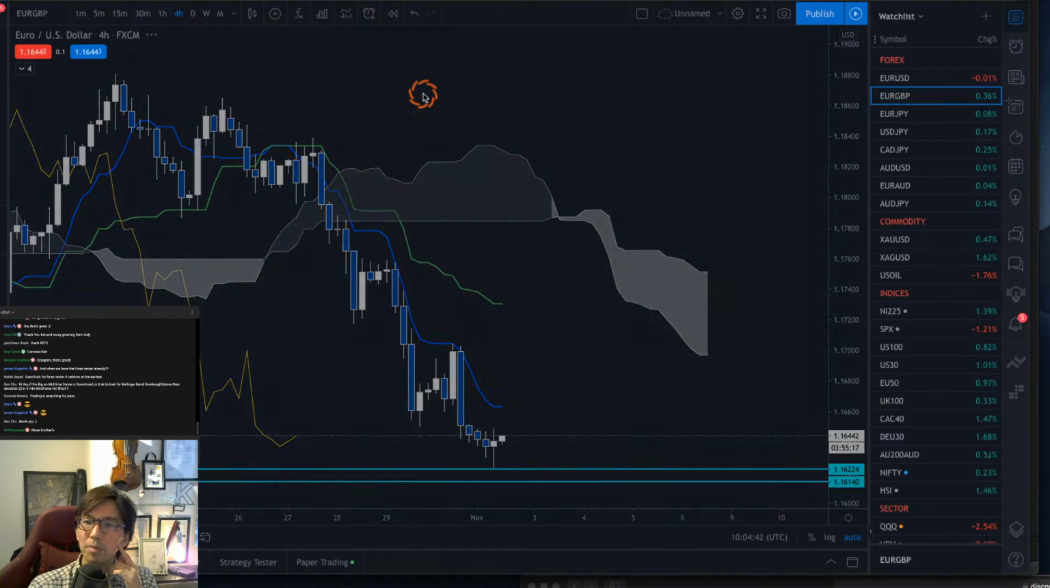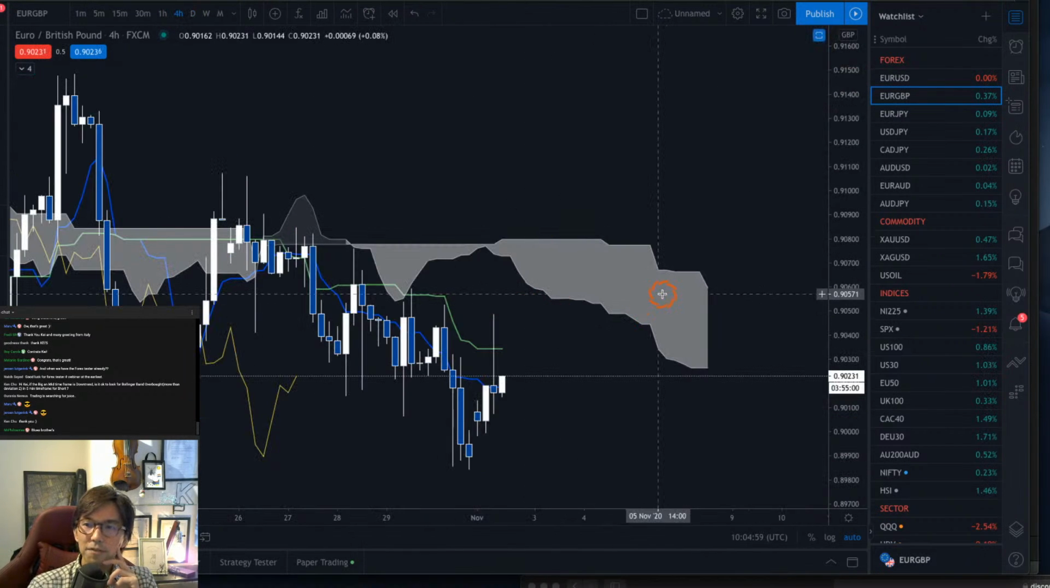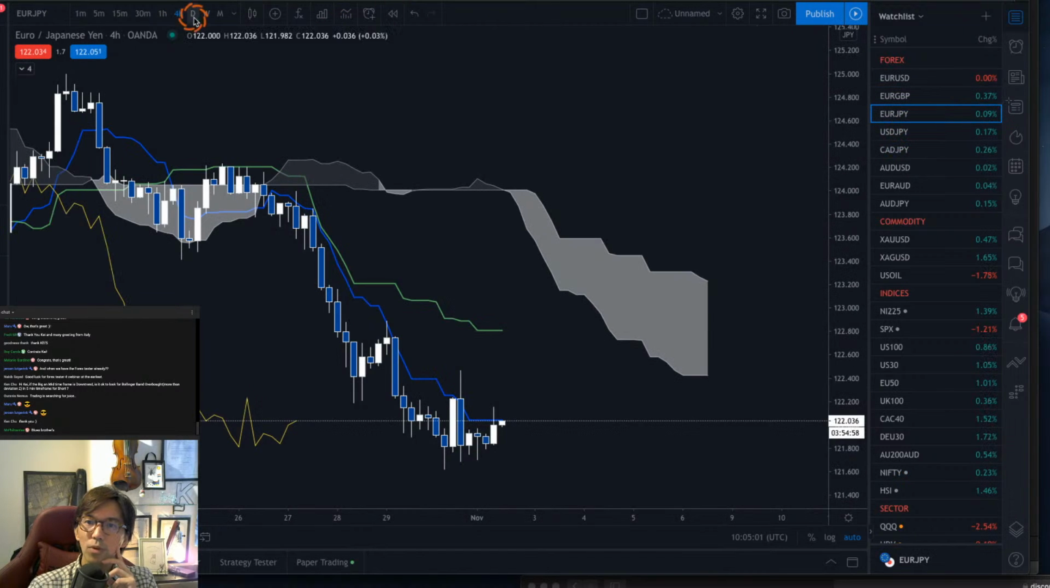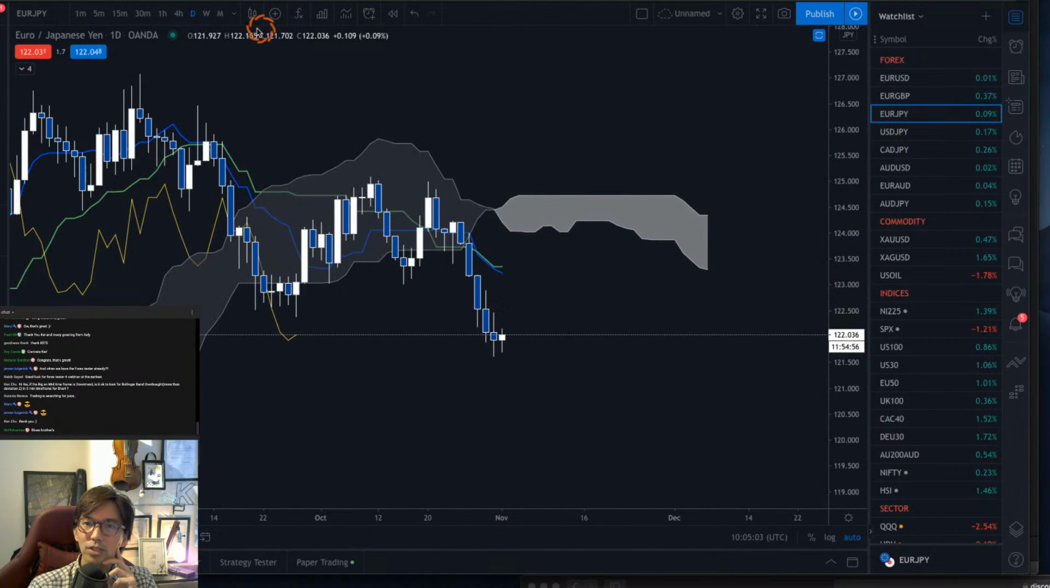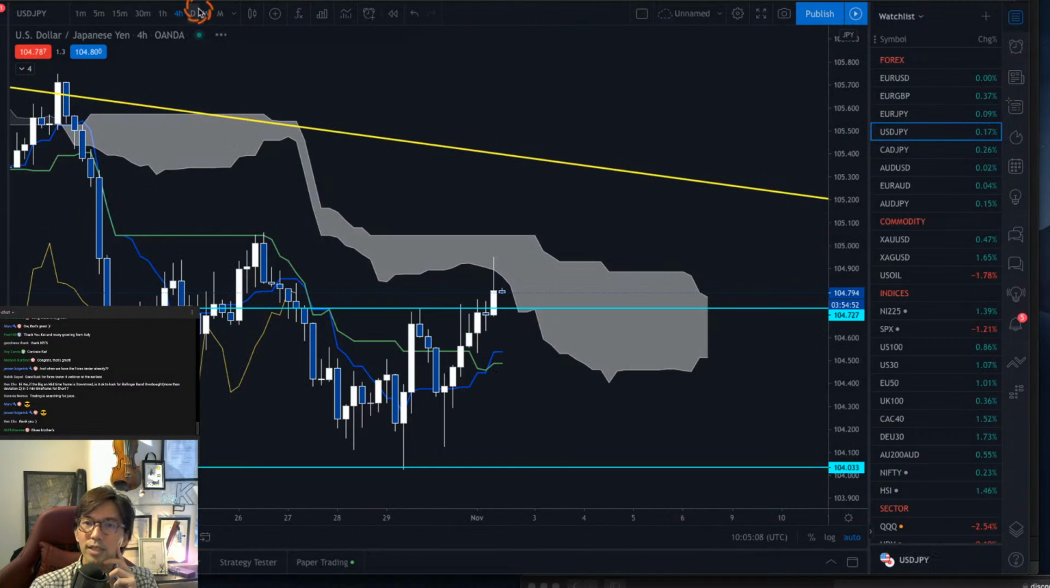And the Euro GBP daily chart is going down, but the Kumo is too young, too short, so the price may retrace backwards. I mean, the Kumo might reverse backwards, and the price may retrace backwards too. And looking at the 4-hour, it's flat. Euro JPY daily chart is flat, Kumo flat, Kijun Sen flat. In the 4-hour, it's also flat, no trades.